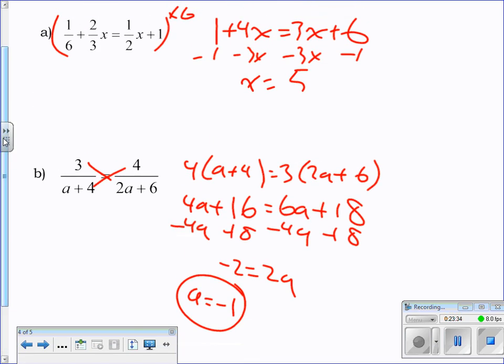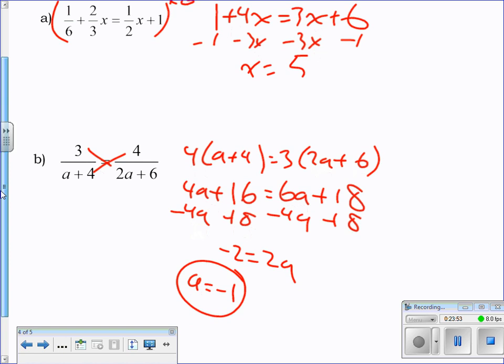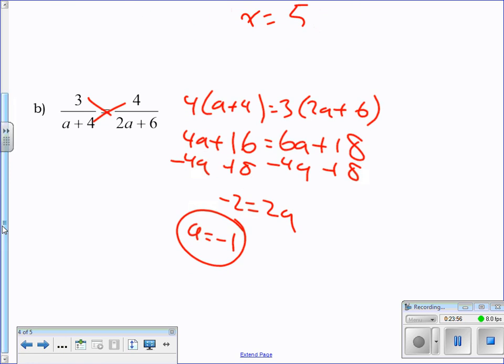So on the first problem, because I failed to record the actual work, I multiplied through by the common denominator of 6. When I multiplied through by 6, I got 1 plus 4x plus 3x equals plus 6. Subtracted 3x, subtracted 1, I got x equals 5. On the second problem, I cross-multiplied to get 4 times a plus 4 equals 3 times 2a plus 6. Distributed, got all the signs on the right side, and I got a equals -1, which works.